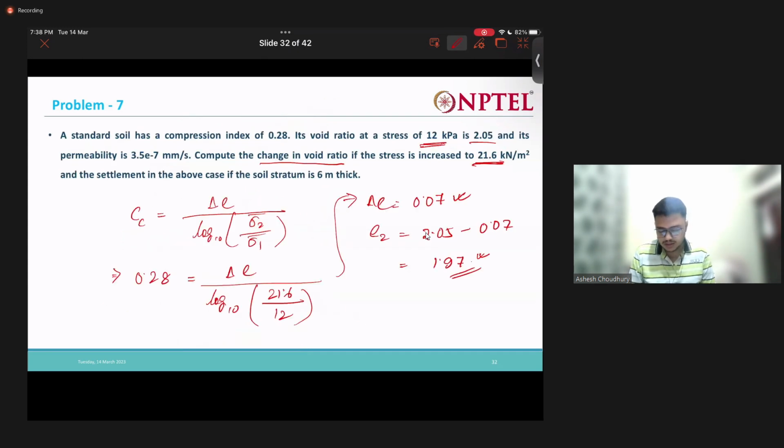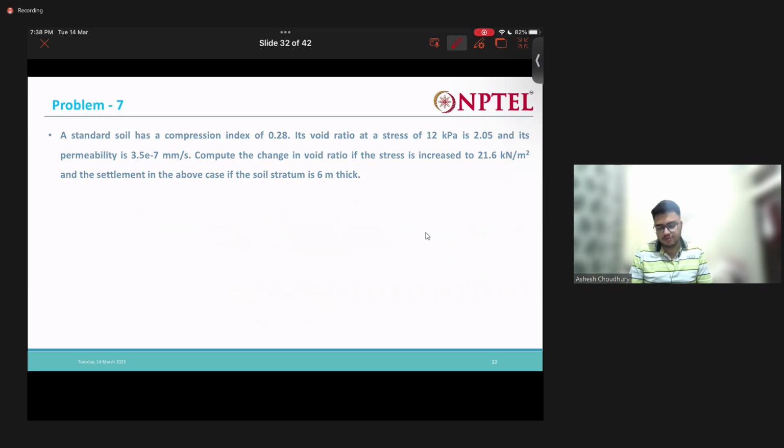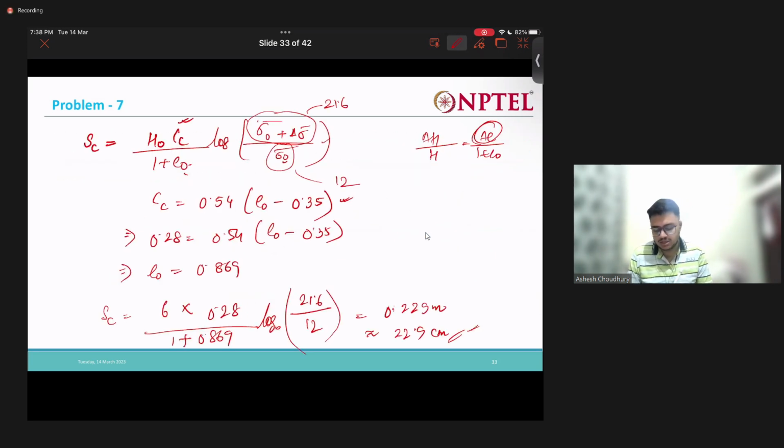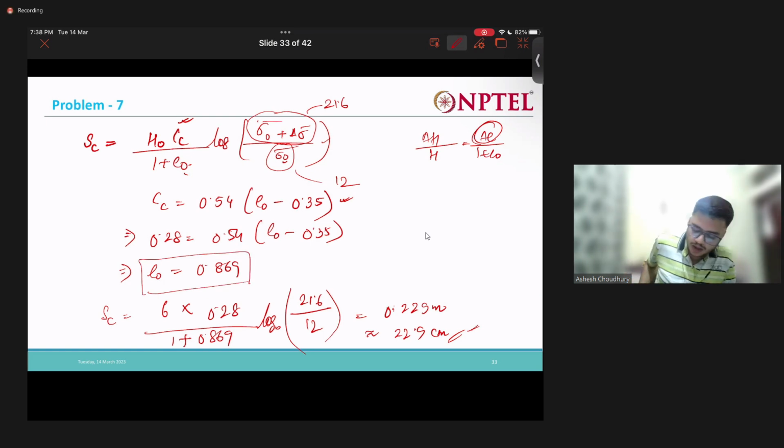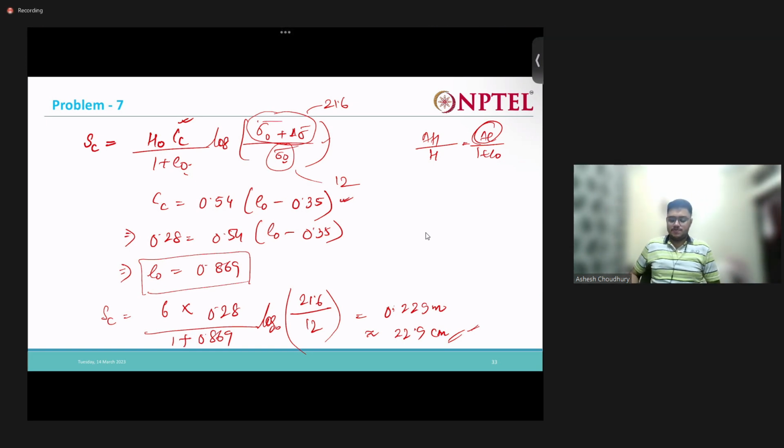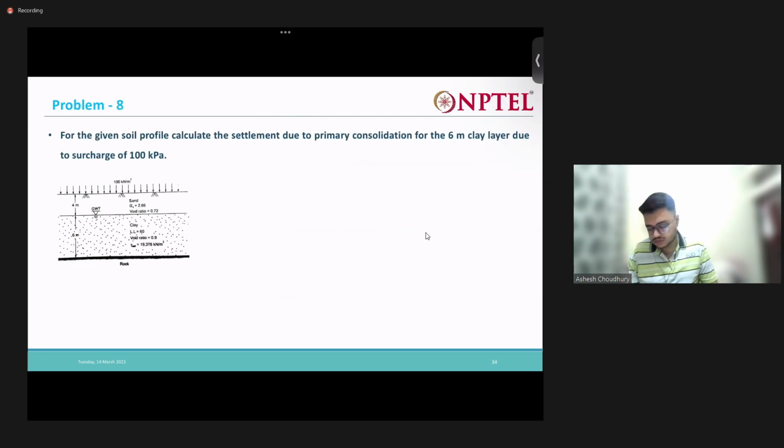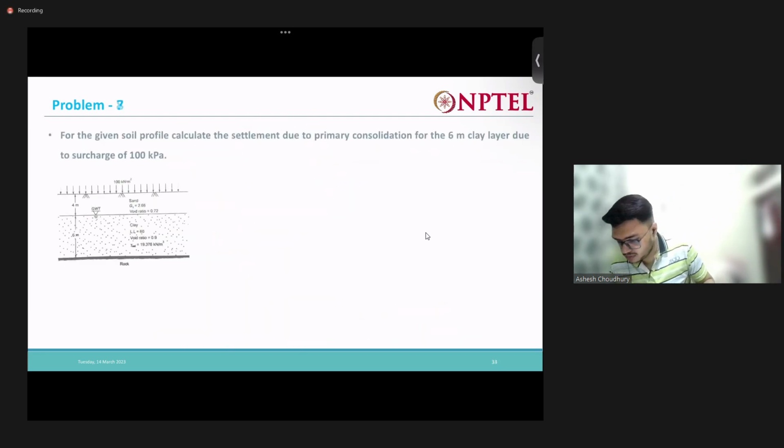Everything was easy. Cc was given, so we found the change in void ratio. It was very easy; we directly used the formula for Cc. The main catch was this e naught part, where we need to use the initial void ratio in order to determine the settlement of the soil. Now let us go to the next question.